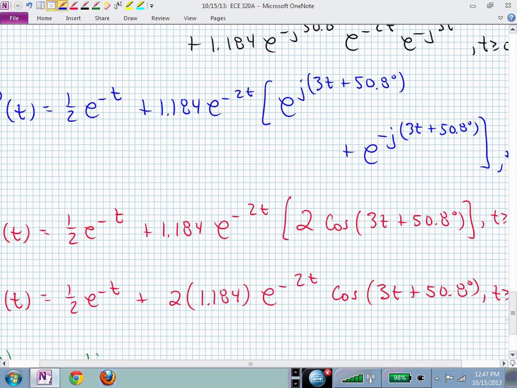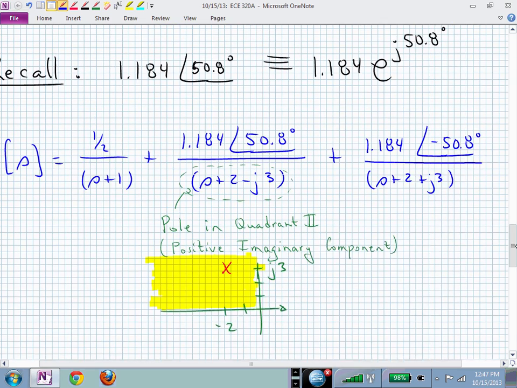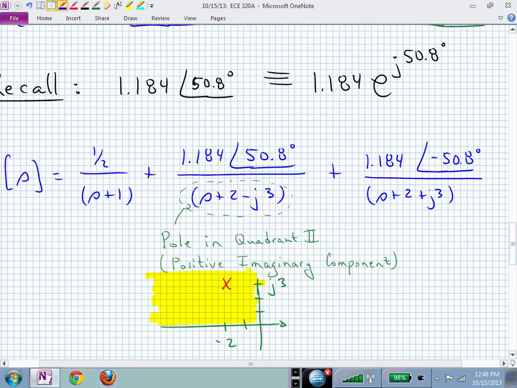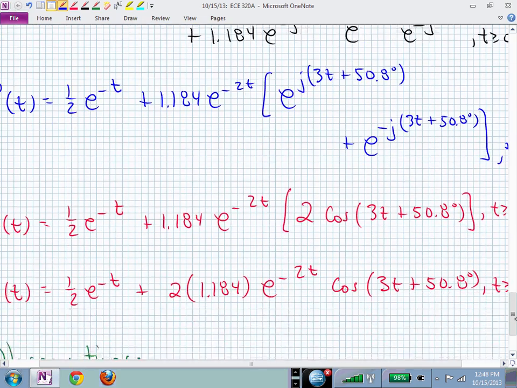Where was I before I started driving off? Now, on the exam, you don't have to do all these intermediate steps. You can go immediately to this. You have a magnitude of 1.184 and an angle of 50.8. Now you know that that goes into a cosine.